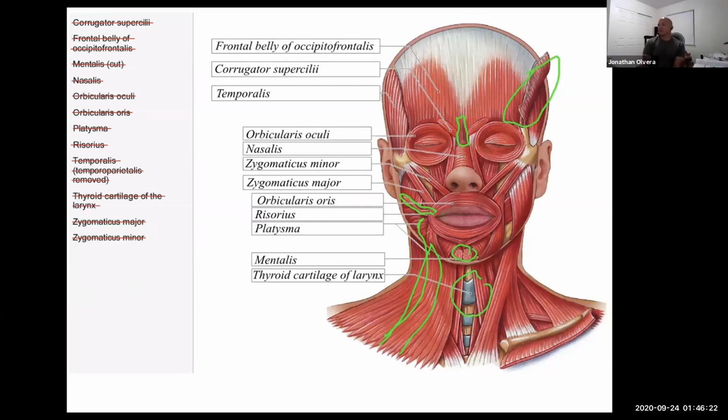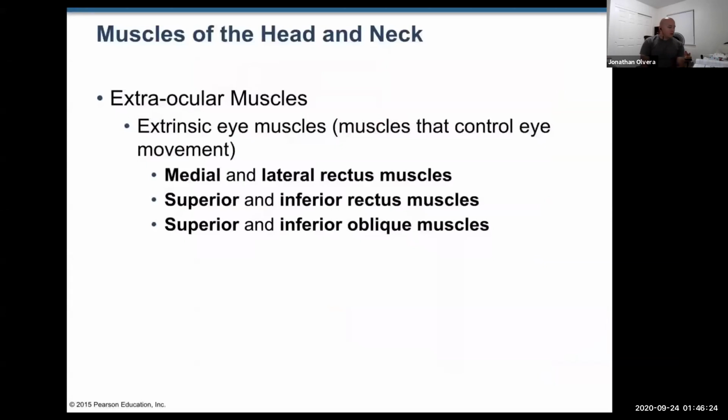All right. So extraocular muscles of the eye, muscles that are on the outside of the eye. They're extrinsic muscles, muscles that control your eye movement. You have medial and lateral rectus muscles. You have superior and inferior rectus muscles. And you have superior and inferior oblique muscles. All that means is you can move your eye medially and laterally, up and down, and at all the different angles that your eye goes through. It has a wide range of muscles that connect to it, so it can move in all kinds of directions.